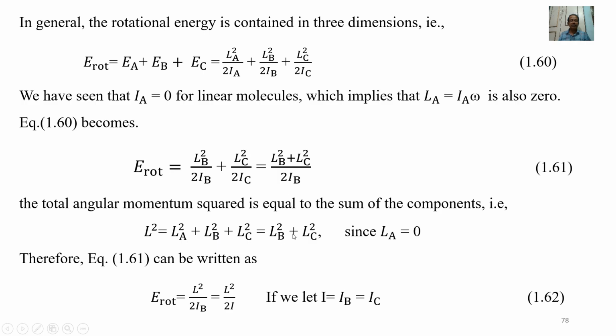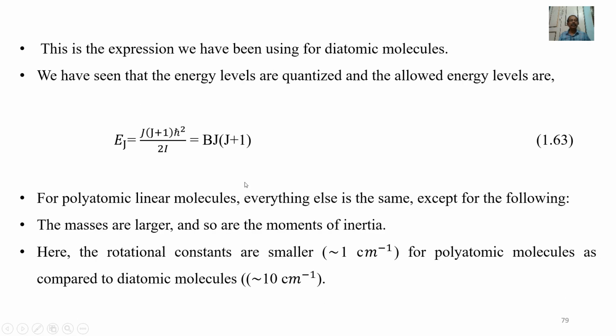So therefore equation 1.61 becomes E rotation equal to, instead of L_B squared plus L_C squared, we can write this as L squared. So L squared divided by 2I_B, which is equal to L squared divided by 2I. So we have kept I_B, which is equal to I_C, which is equal to I. This is the expression we have already seen for diatomic molecules. We have seen that the energy levels are quantized and the allowed energy levels are E_J, which is equal to J times J plus 1 h squared divided by 2I, which is equal to B J times J plus 1.